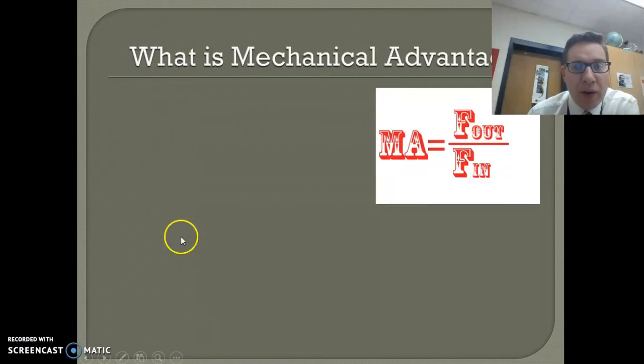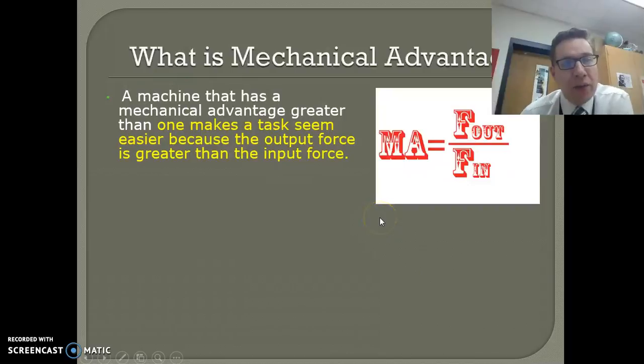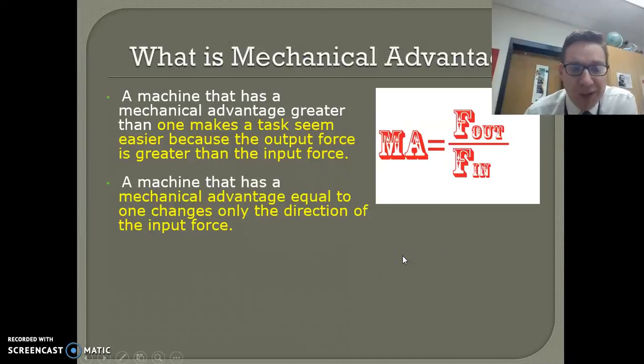Alright, so real quick, mechanical advantage, there's a formula: force output divided by force input. If a machine has a mechanical advantage greater than 1, the task seems easier. The output force is greater than the input force. So anything greater than 1, the machine makes it seem easier. If it's equal to 1, you're only changing the direction. You haven't gained any easier way of doing that work.